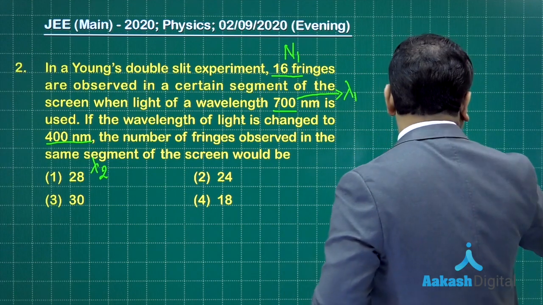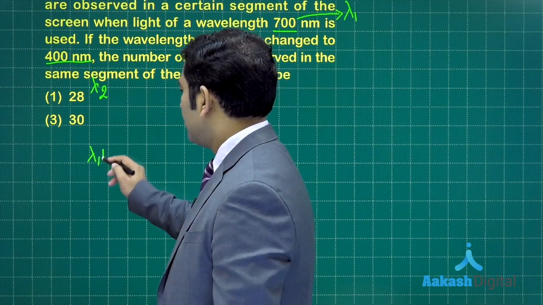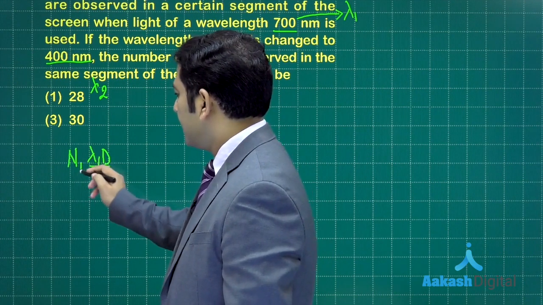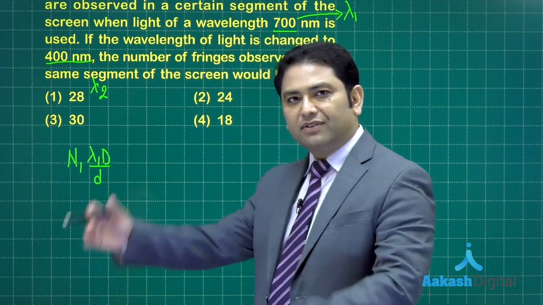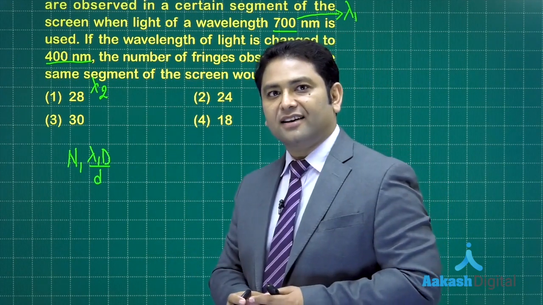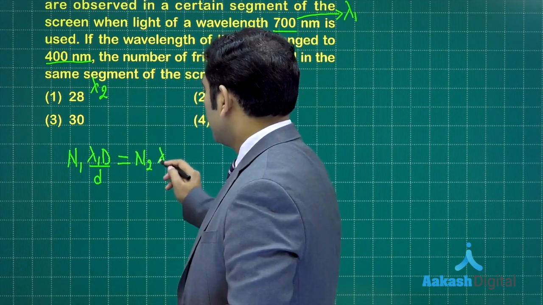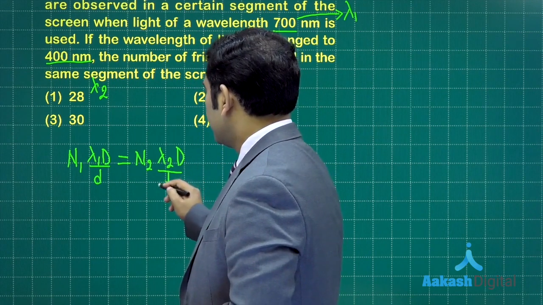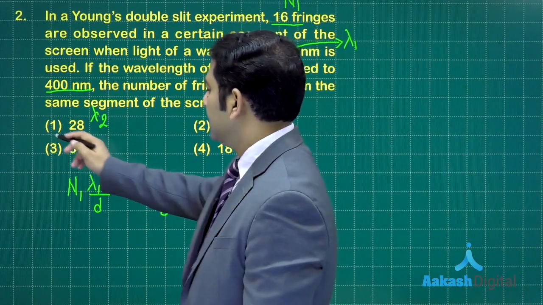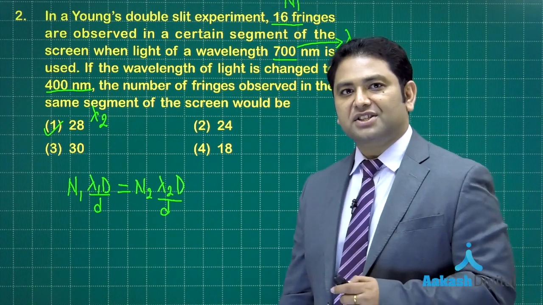So straightforward, what we can say is that the fringe width, of course, that is lambda 1 D by small d, that's a fringe width multiplied by the number of fringes. That will give me the span of that segment in which these many fringes are there. And for the same segment, we need to see the number of fringes with the wavelength lambda 2. And now, a straightforward calculation will give you option number 1 as the correct one. Let's go to the third question.